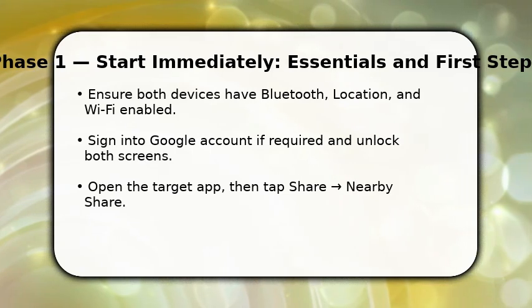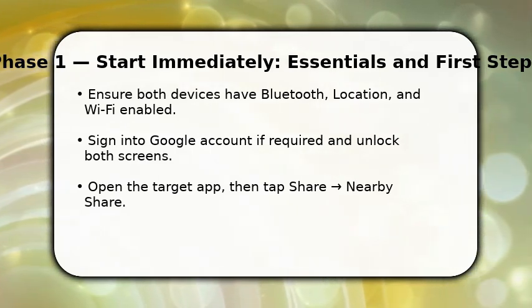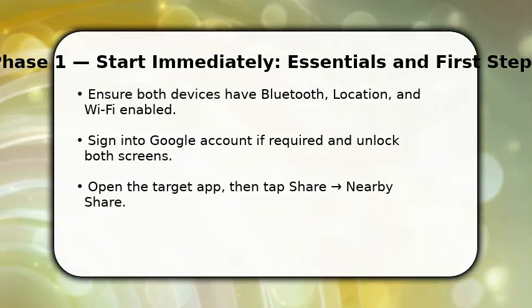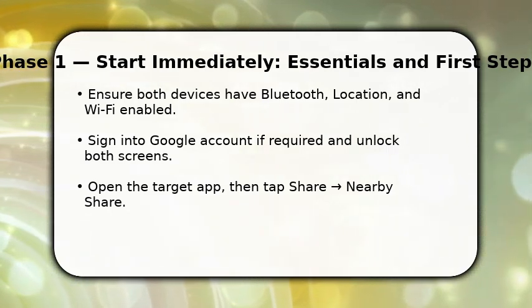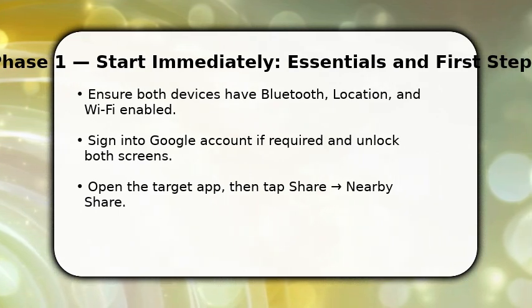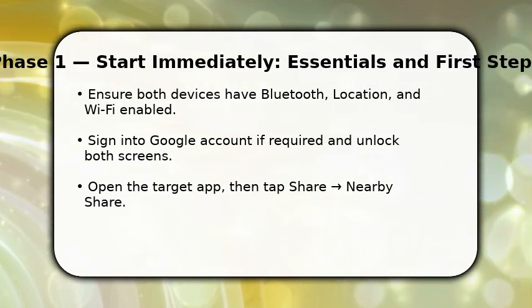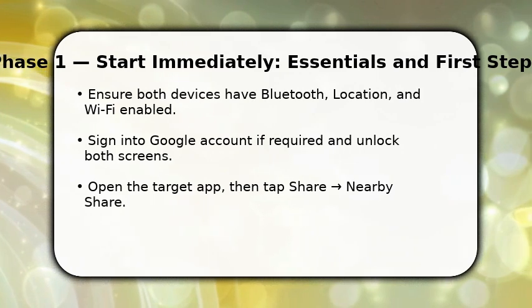Start by enabling Bluetooth, location, and Wi-Fi on both devices. You need radio and location signals for discovery. On your device, unlock the screen and open the app you want to share. Tap the app's Share button and pick Nearby Share. You do this now so the receiving phone can appear quickly.